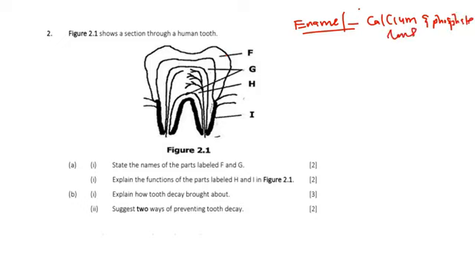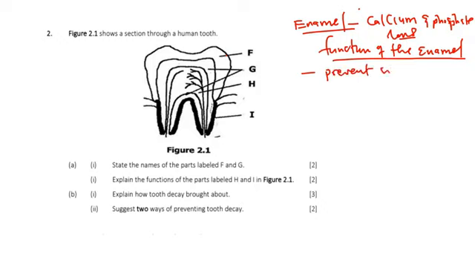ions, or salts. One of the functions is that it prevents wearing away of teeth. So these are the functions of the enamel. By the way, this is the hardest material of the teeth, or should I say the hardest material in the body. So the function is to prevent wearing away of the teeth. That is one of the functions of the enamel.